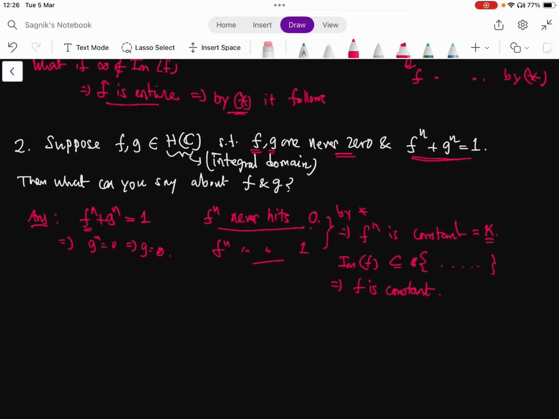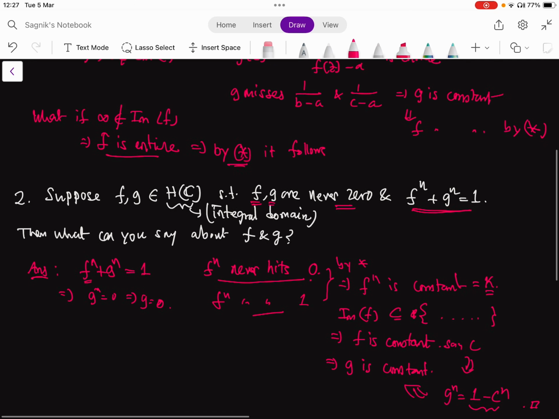And similarly, it will force g to be constant, because g to the n is 1 minus some constant, say C. Then it will imply g to the n is 1 minus C to the n. And again, because it's a constant term, and g is a map from a connected domain, it will force g to be constant. So both of them are really cool problems and easy, of course, because it just uses the Little Picard theorem.